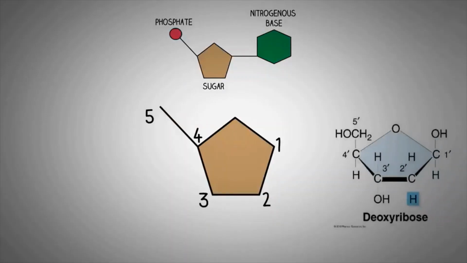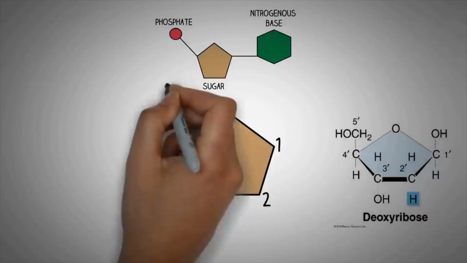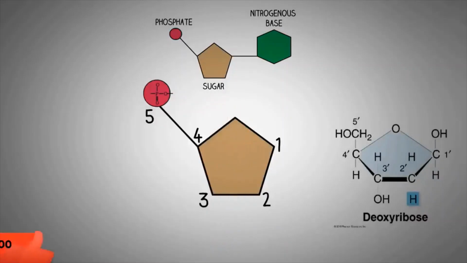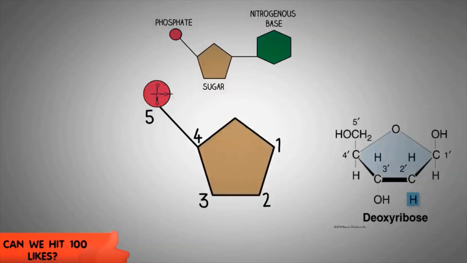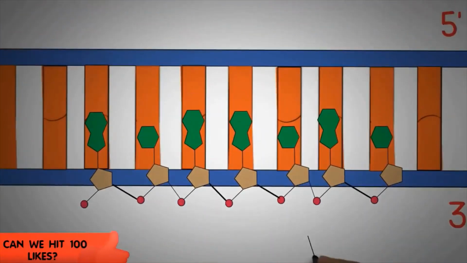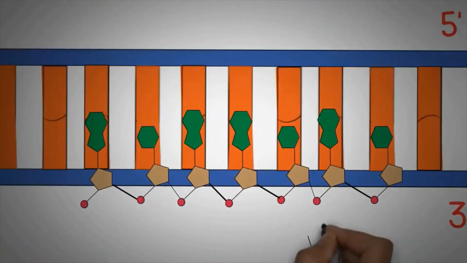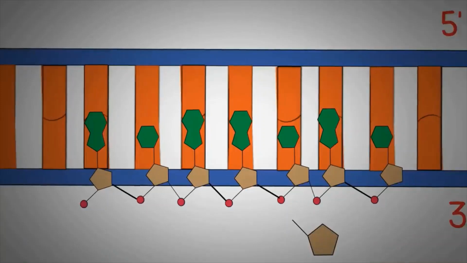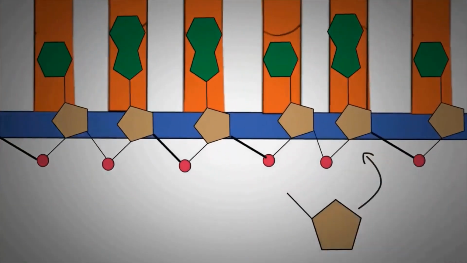Now, you can compare this illustration with the chemical structure of deoxyribose for a better clarification. And it is the 5th carbon to which the phosphate group is always attached. Now, if we take a look at the structural illustration of a single strand of DNA again, you can note how the deoxyribose sugars are arranged in this single strand.